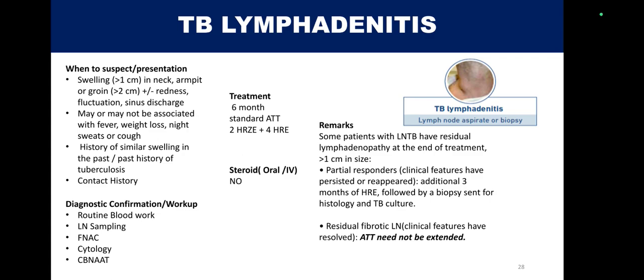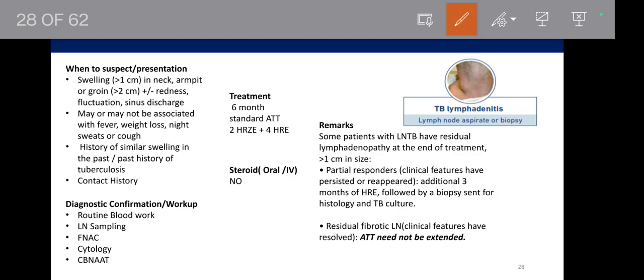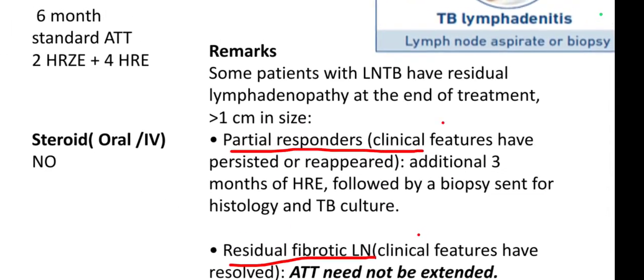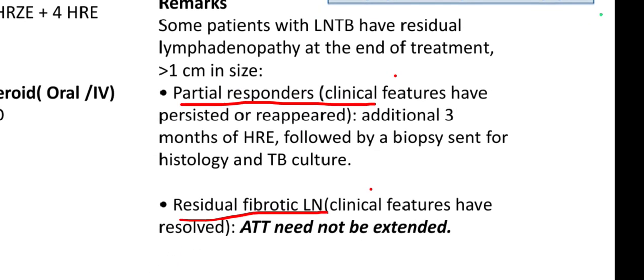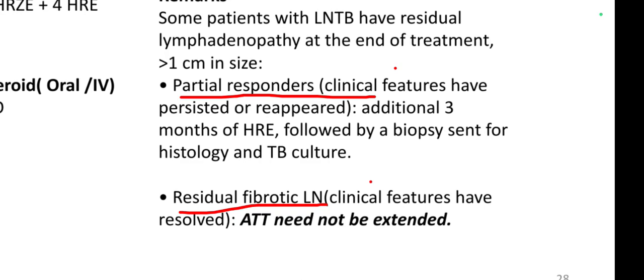So you have to look at the lymph node size. If it is more than 1 centimeter in size, we divide them into 2 categories. One is called partial responder, where the clinical features have persisted or reappeared. That is very important. So first is called a partial responder and second is residual fibrotic lymph node. So what is a partial responder? In the partial responder, very important, clinical features have persisted or reappeared.